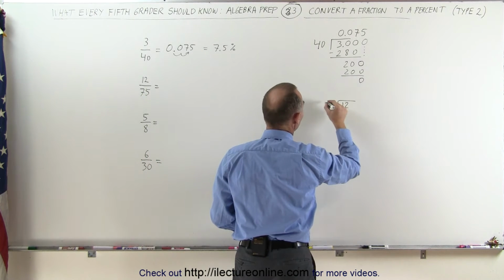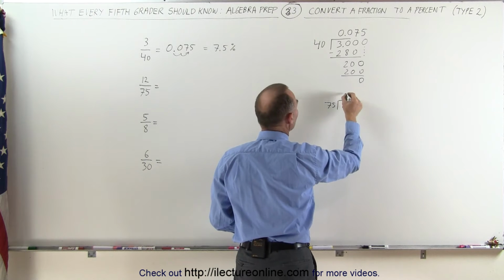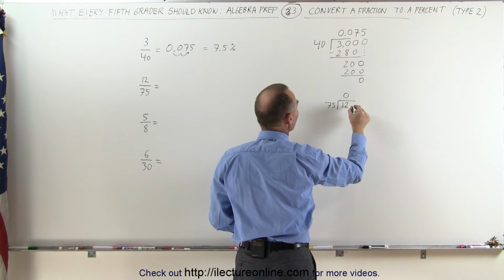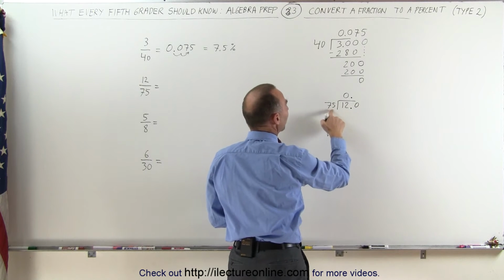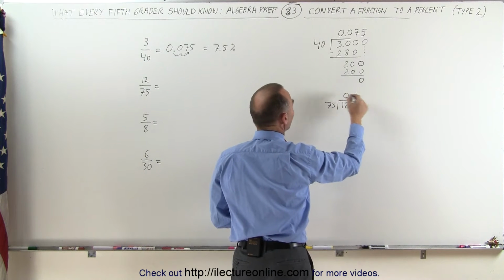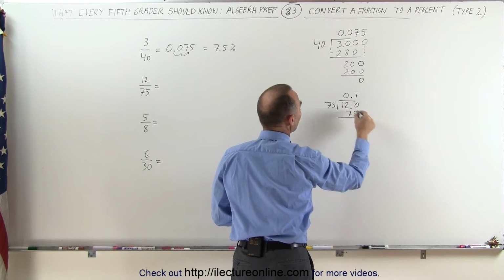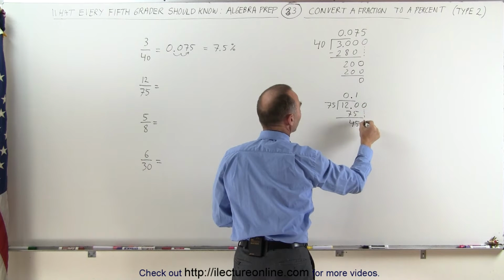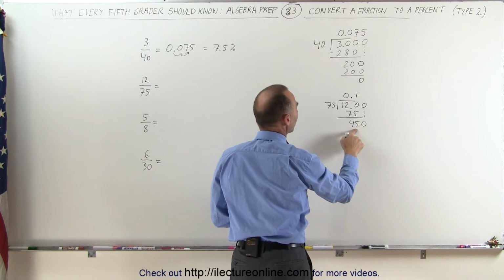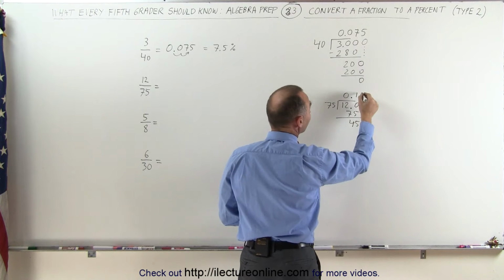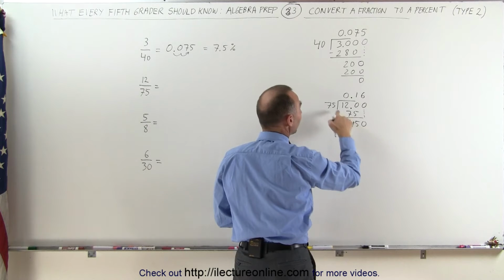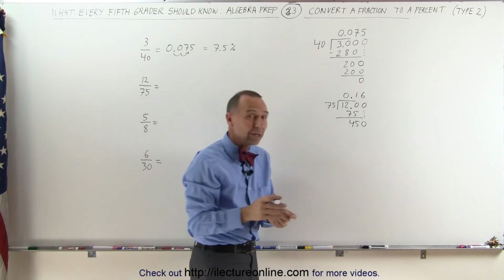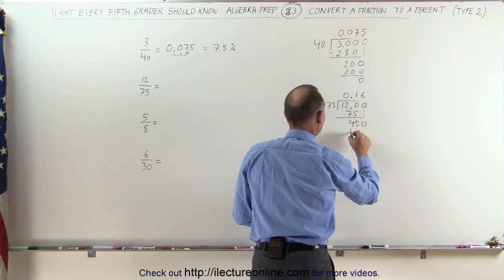12 divided by 75, well, 75 does not go into 12, we'll put a 0 there. Now we must put a decimal place there and a decimal place there. We add a 0. 75 goes into 120 1 time, 1 times 75 is 75. The remainder is 45. We add a 0 here, we drop the 0 down here. 75 goes into 450 exactly 6 times, because 6 times 7 is 42, that's 420. 6 times 5 is 30. 420 plus 30 is 450, so it fits exactly.